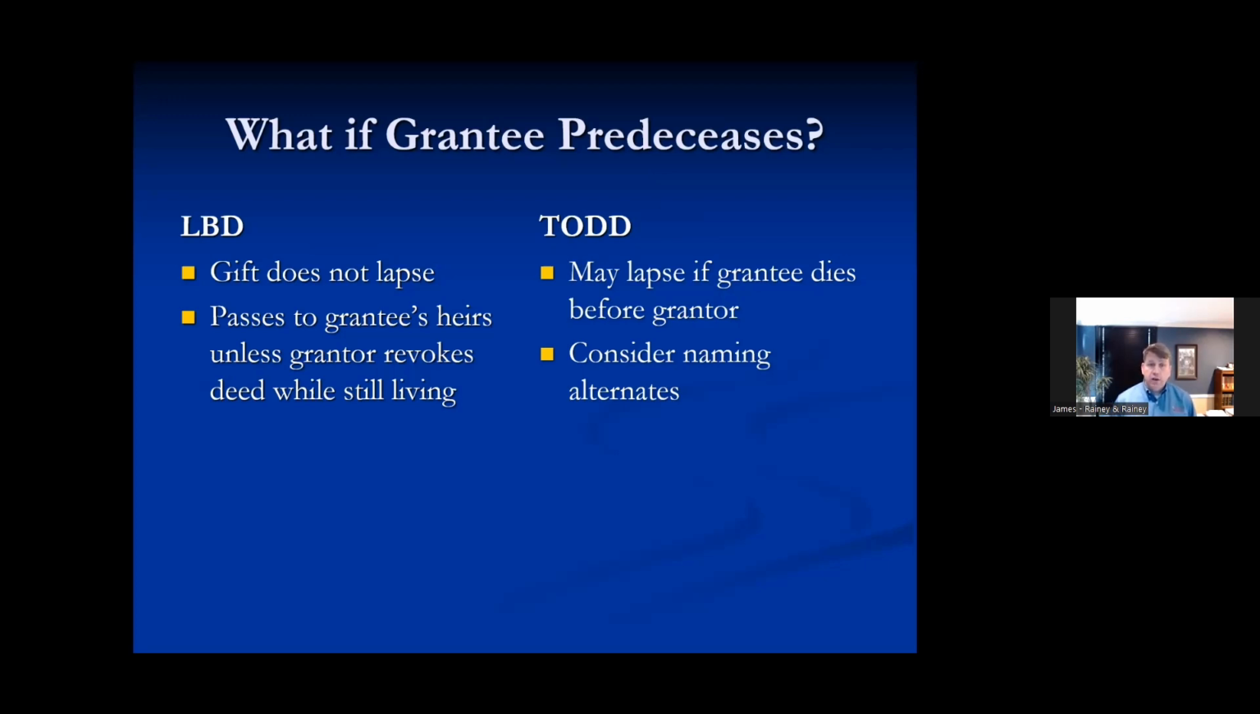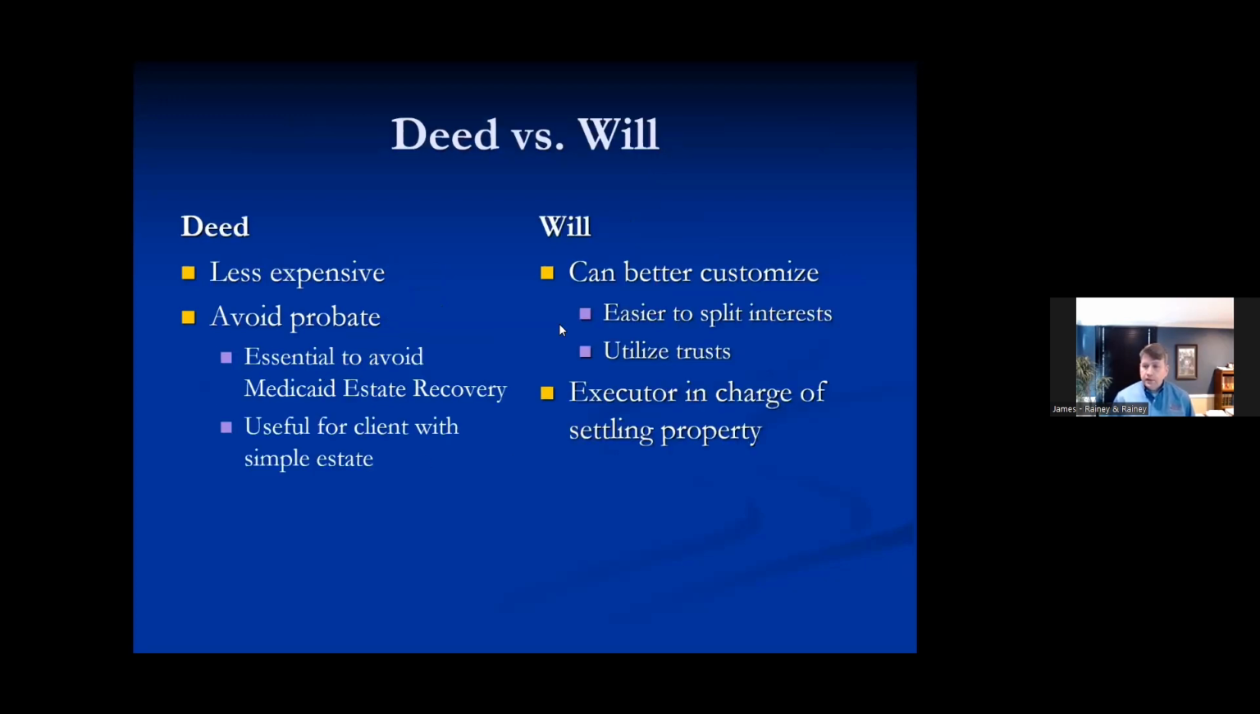So in the TOD, you would want to name an alternative, or what we would call a beneficiary, that would receive their interest in case they predeceased me. Let's talk about a couple of things that are different: a deed versus a will. I get some questions about that from time to time.